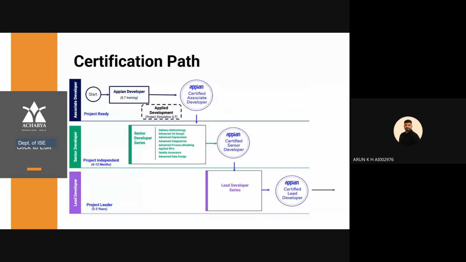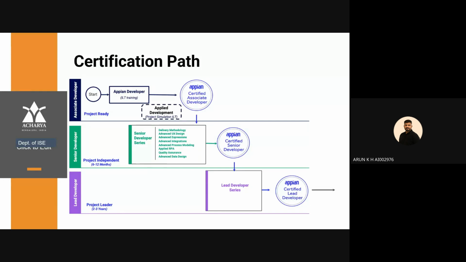Moving on. So as I already told, I am an Appian associate developer, certified developer. So this is the first level of a certification what everyone has to go through. Each one of them has their own complexity to clear. So the first one is an associate developer, second is a senior developer, third is a lead developer.